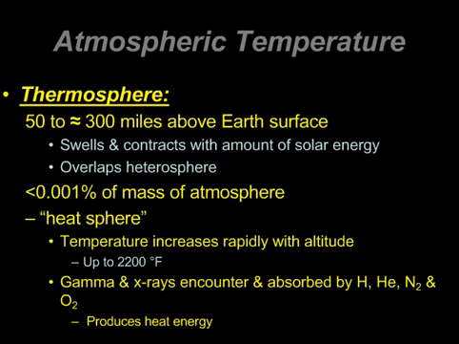Why is temperature so high here? Keep in mind those gamma rays and X-rays, the shortwave ones with the highest energy, start to interact with and become absorbed by the hydrogen, helium, nitrogen, and oxygen gases up in the heterosphere. The interaction of shortwave sun rays with these upper level atoms produces a lot of heat energy. A byproduct of that absorption is the production of heat energy. We'll come back and talk more about this on the following slide.